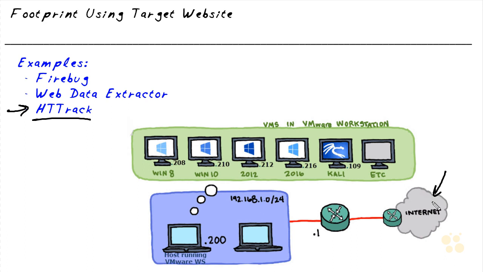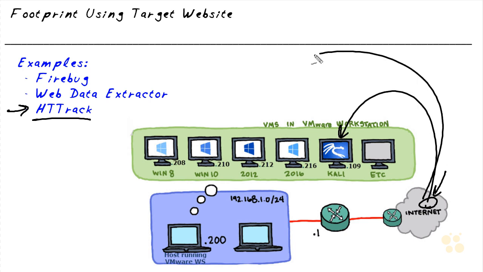So if we have a site out here on the internet and we want to pull that down to a local computer, whether it's, for example, on a Kali box, or we can pull it down to a Windows 10 box. The benefit of having the content here locally is that we can take more time and analyze the details of that website if it's sitting on our local hard drive.